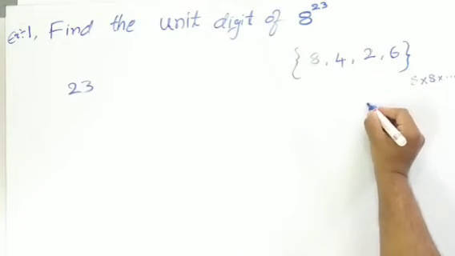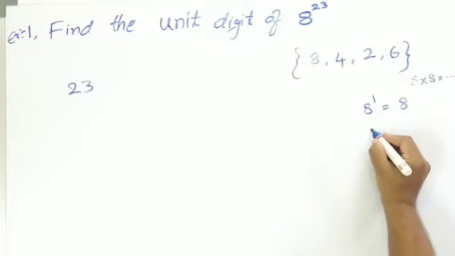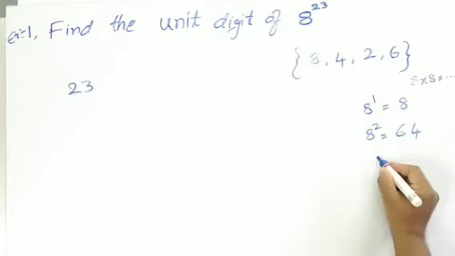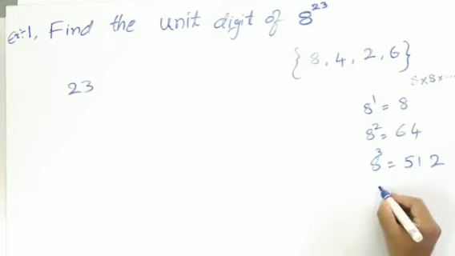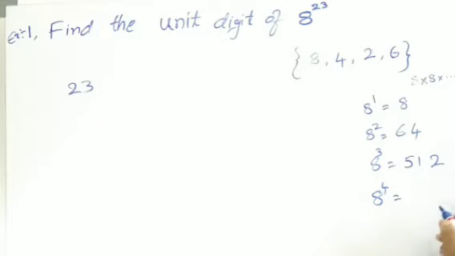Suppose if anybody has a doubt, you can check. 8 to the power 1 is 8. 8 to the power 2 is 64. 8 to the power 3: 8 times 4 is 32, upside 3, 8 times 6 is 48, plus 3 is 51. 8 to the power 4. See, the unit digits are 8, 4, 2, 6. Afterwards, once again 8 to the power 5, 8 times 6 is 48. Means the first one is repeating. So that's why I am stopping here.